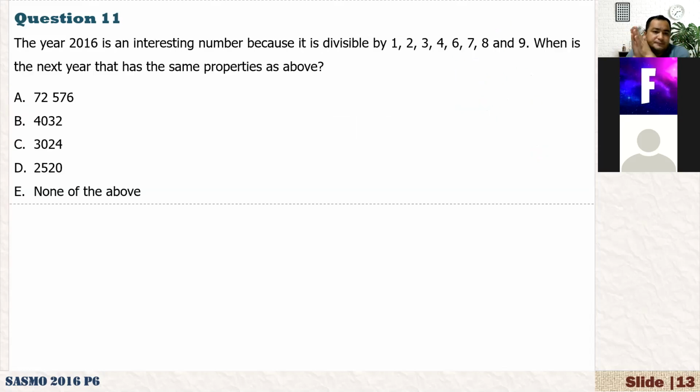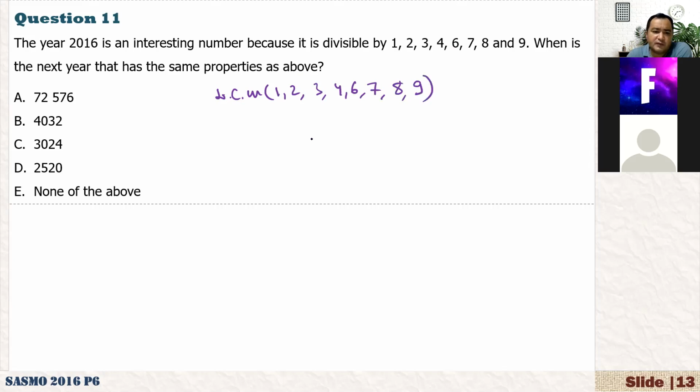All right, let's continue. Question 11. The year 2016 is an interesting number because it's divisible by 1, 2, 3, 4, 6, 7, 8, and 9. When is the next year that has the same properties as above? We did a similar question before. To answer this question, we need to find what number is divisible by all of these numbers. Actually, we just need to find the least common multiple of these numbers: 1, 2, 3, 4, 6, 7, 8, and 9.